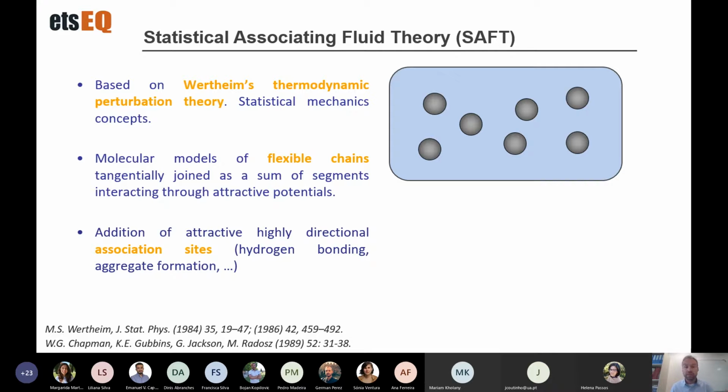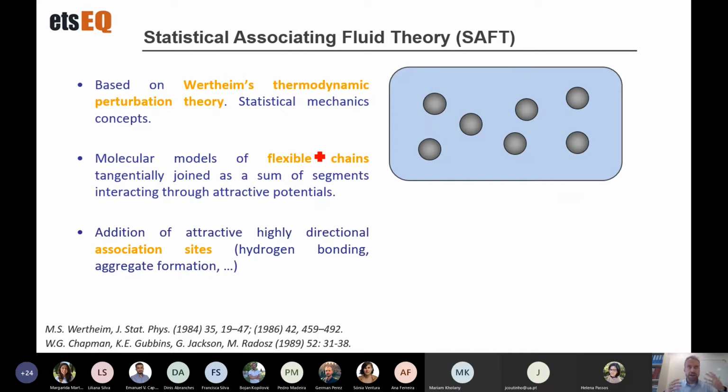So SAFT is a very well-known equation of state that is based on what it is known as the Bernheim's thermodynamic perturbation theory. Basically, for those of you who are not familiar, you just have to think that this is a statistical mechanic concept, okay? And that the idea is that you can make a puzzle with your molecule, okay? So basically, you can model your molecule as a sum of contributions, and each one of these contributions provides an energy to the system.